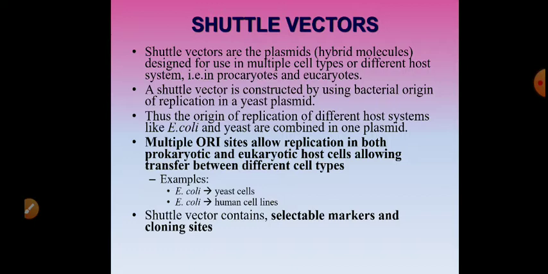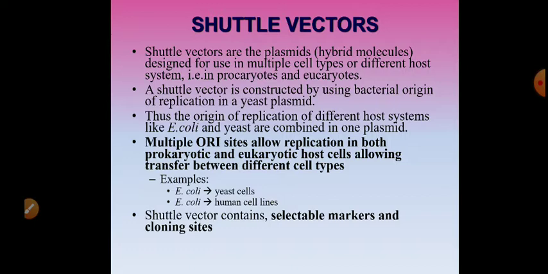Thus the origins of replication of different host systems are present, like E. coli and yeast, combined in one plasmid. The presence of multiple origins of replication allows replication in both prokaryotic and eukaryotic host cells, allowing transfer between different cell types. That means the same vector can be transferred between, say, E. coli and yeast, or E. coli and other mammalian cells, right?